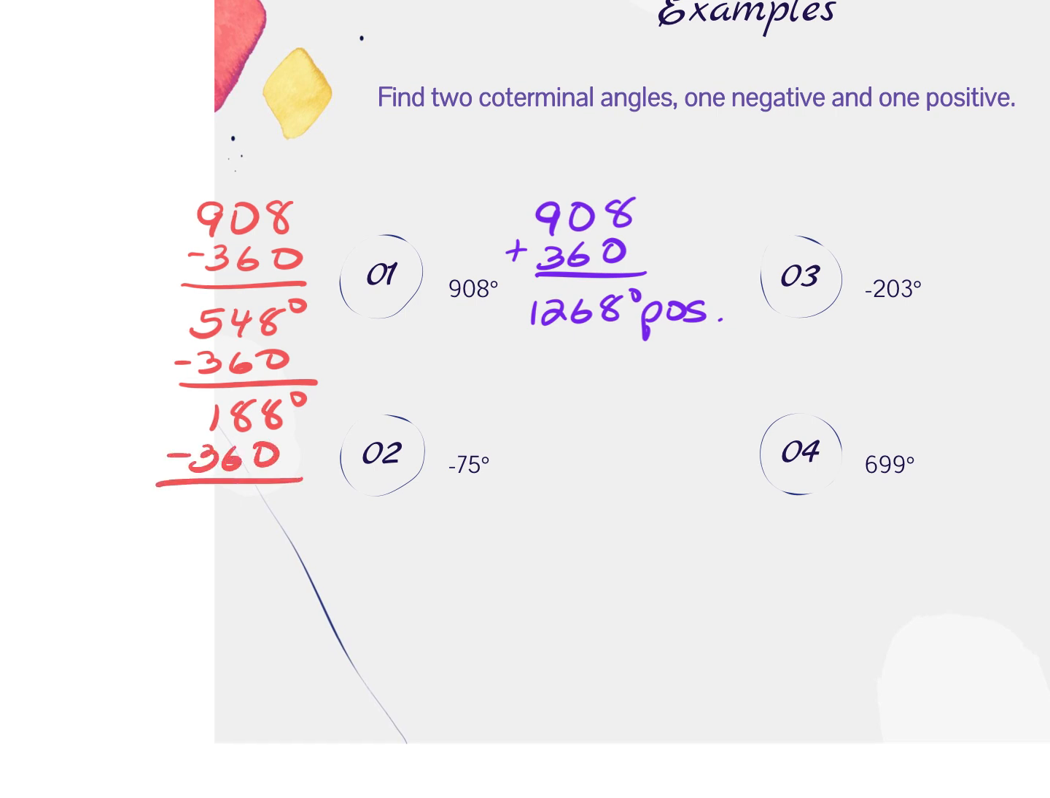And now I finally have my negative coterminal angle, and I had to actually subtract 360 3 times. So this would be the negative. All of these, the 188, the 548, or even the 1268, these are all positive coterminal angles.